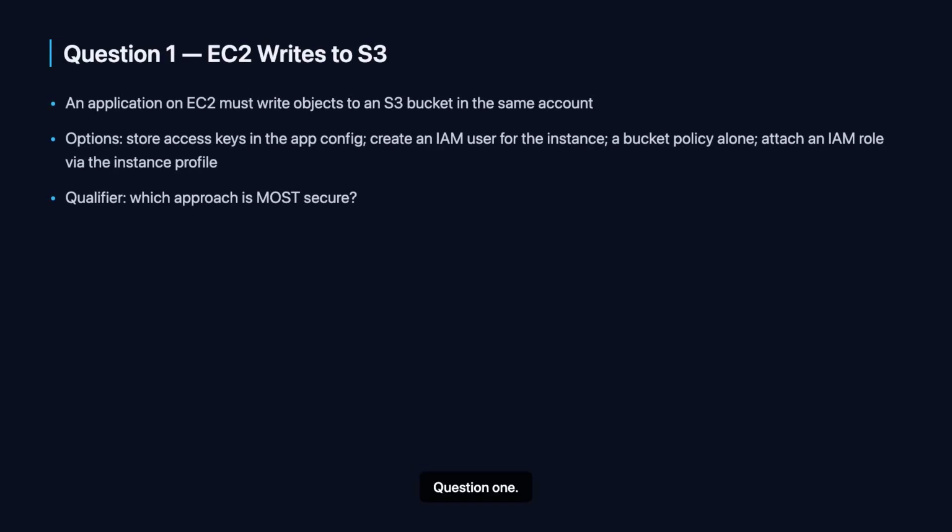Question 1. An application running on EC2 needs to write objects to an S3 bucket in the same account. The options are: store access keys in the app config, create an IAM user for the instance, use a bucket policy on its own, or attach an IAM role through the instance profile. Read the qualifier first. Which approach is most secure? That word, secure, is your filter for everything that follows.